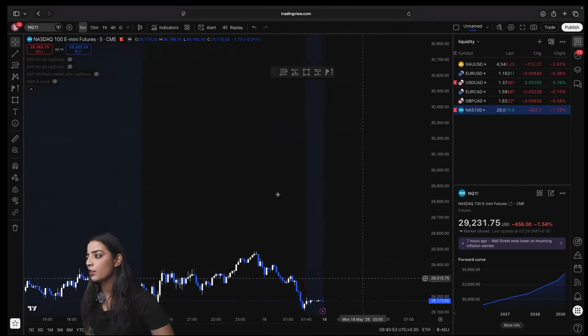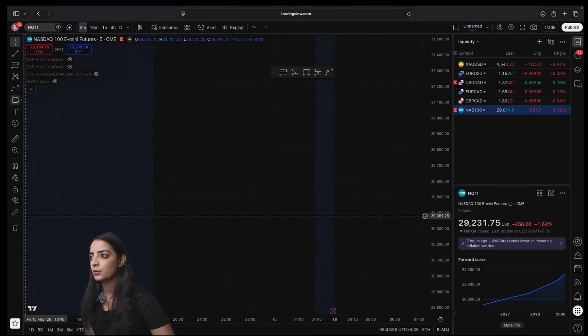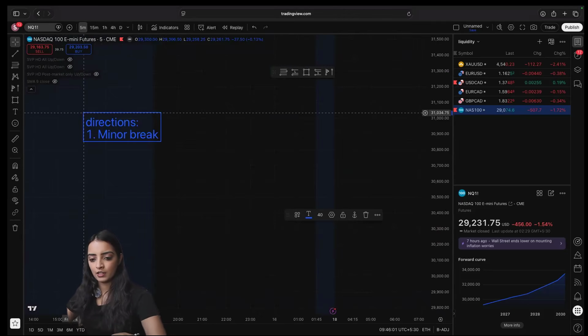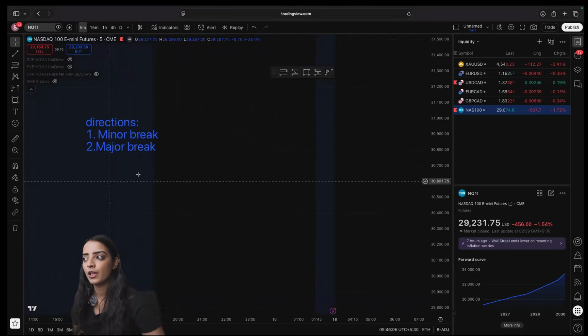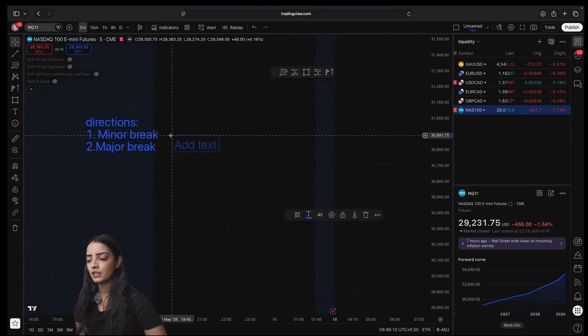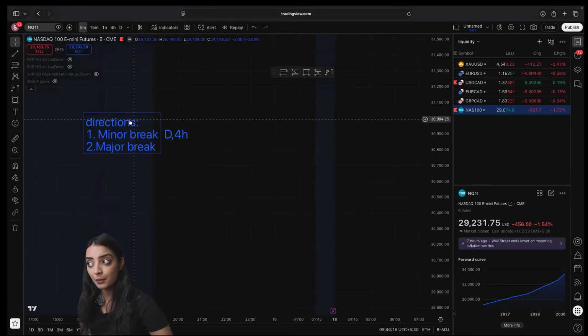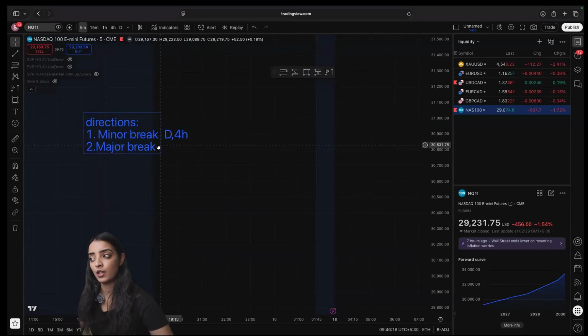Now there are two types of breaks we see for direction. The first one is a minor break, and the second one is a major break. These are the methods we are going to use to find direction. Minor breaks can only be used for the daily chart and the 4-hour chart.